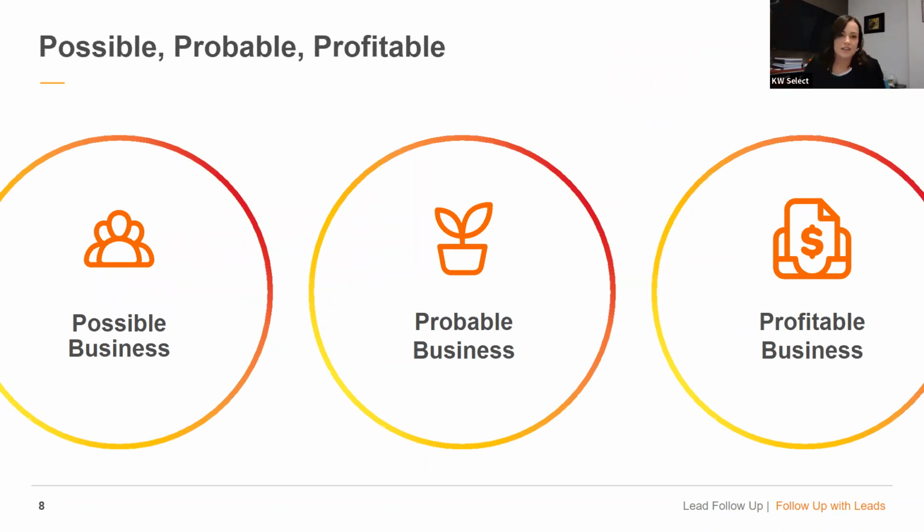Again, after lead generation, lead conversion is definitely the most critical activity that you have to master, which is where possible business turns into probable business and then profitable business. So your possible business are your leads, people who might want to buy or sell. That turns into probable business when you actually start having a conversation and connecting, getting more details. And you need to go through those 2 steps in order to turn it into profitable business, which is where you're actually transacting with them.